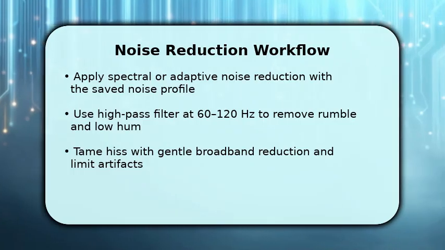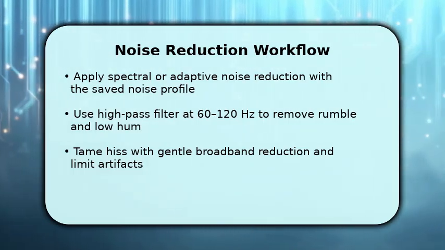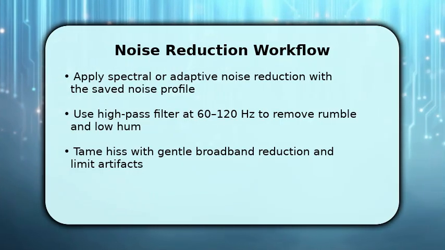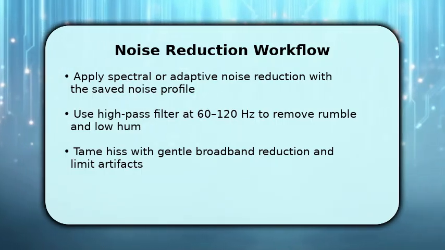Then apply a high-pass filter around 60 to 120 Hz to cure rumble and low-frequency hum without thinning speech. For hiss, dial in gentle broadband reduction and monitor artifacts. If you hear warbling, back off and try multiband.